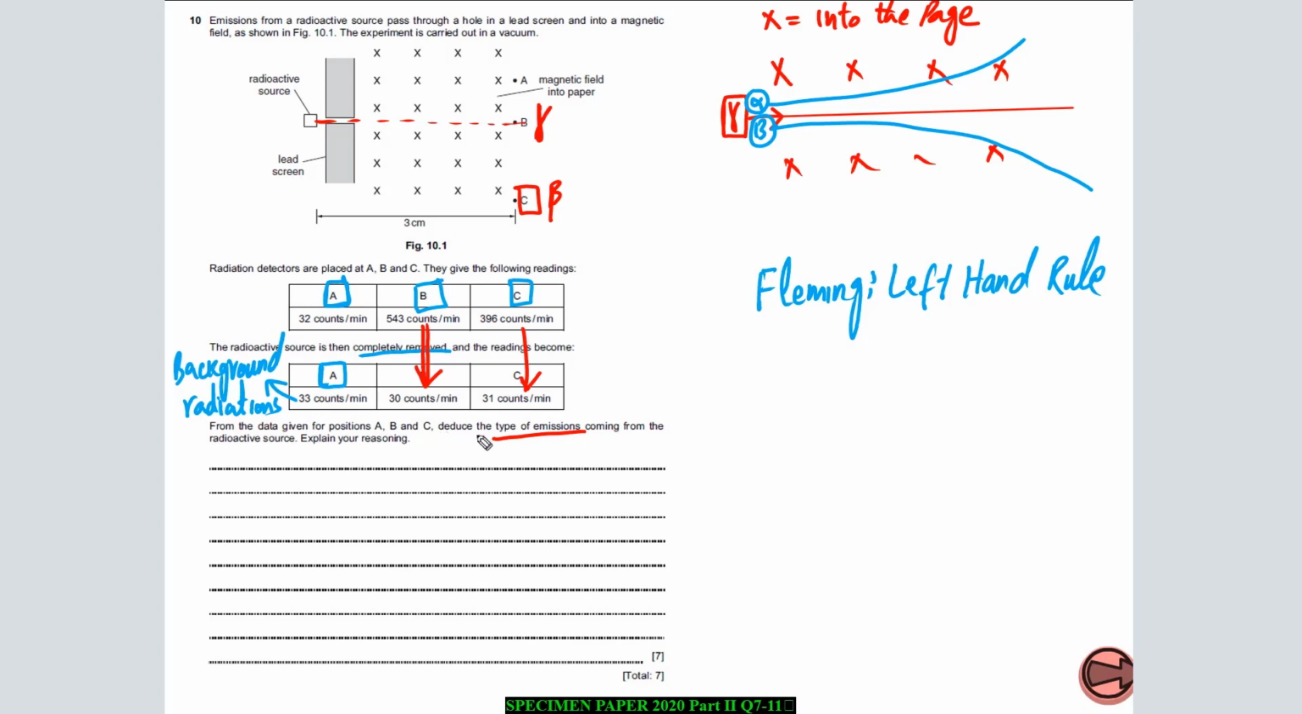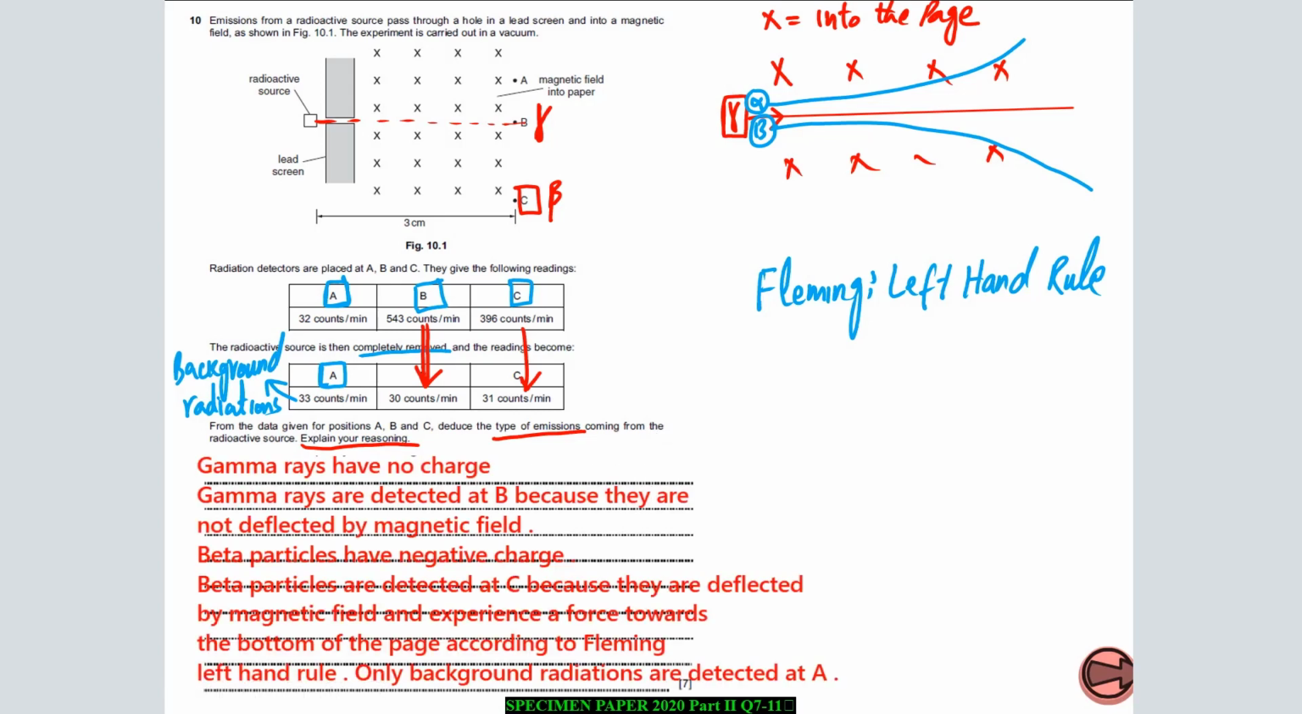So we have to first of all deduce the type of emissions, radiations, and then we have to explain our reasoning. Our reasoning will be based on Fleming's left-hand rule and charged particles in a magnetic field. So let's try to answer how to write a final answer. And so here is how we can write our final answer.